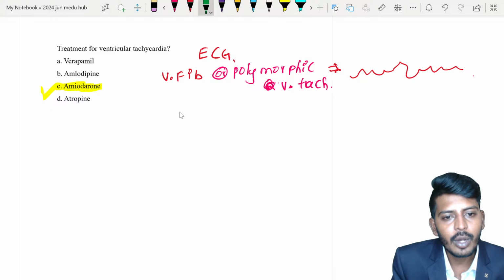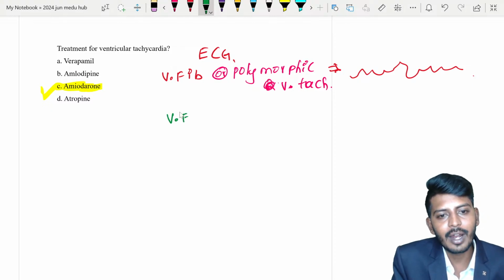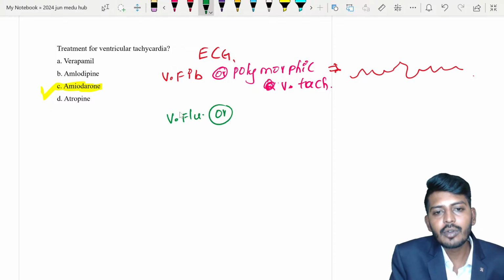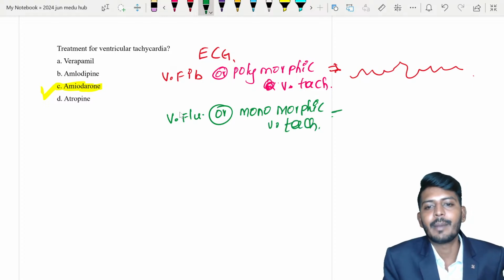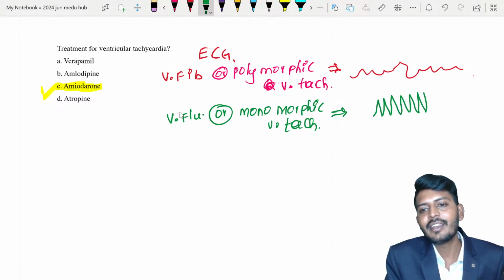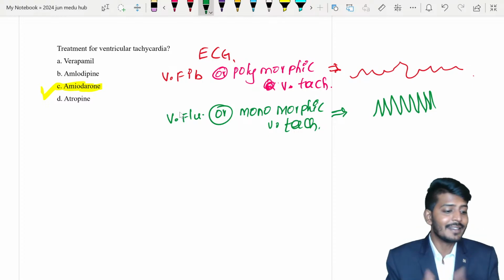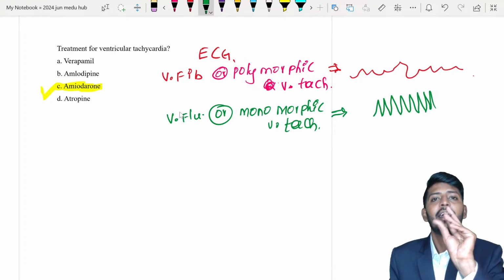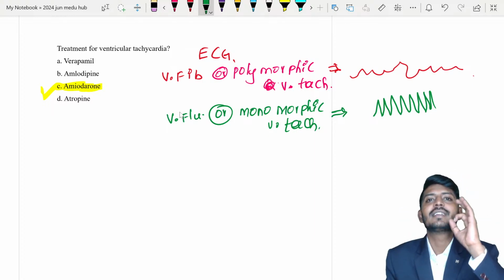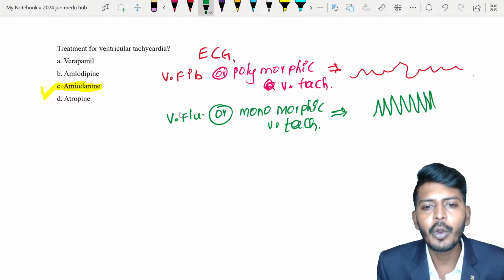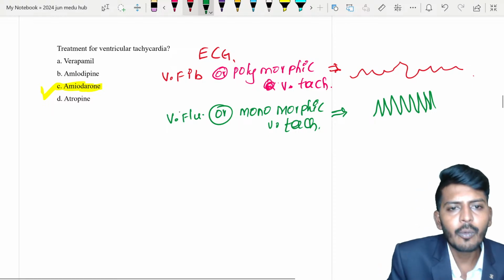Okay, if it is the other one, they will say ventricular flutter, which is also called monomorphic ventricular tachycardia. Monomorphic means same shape, so you will get only QRS like this. There is no rule that the same design will come. The shape might change, but if one QRS compared to another QRS stays the same, that is what you call monomorphic ventricular tachycardia.